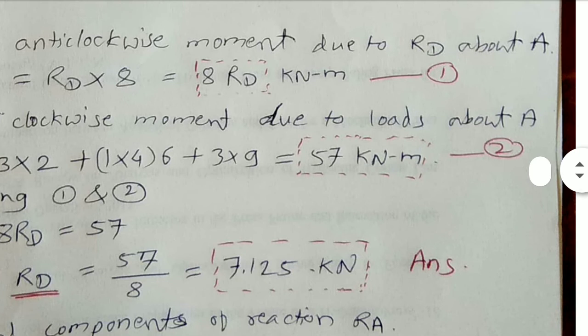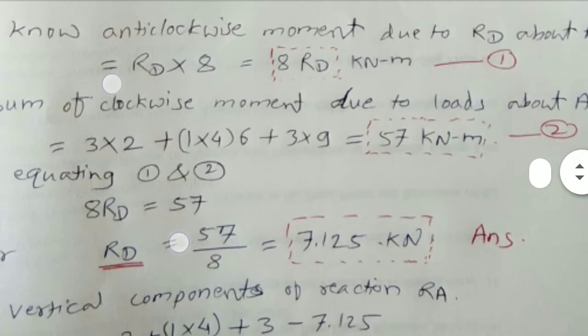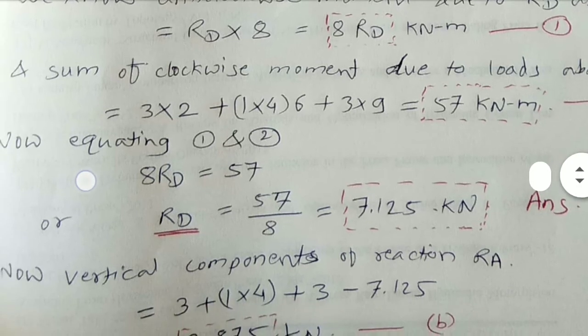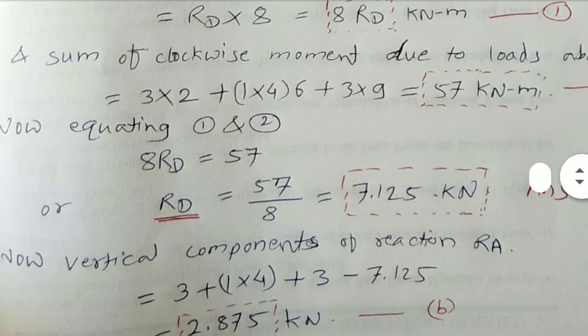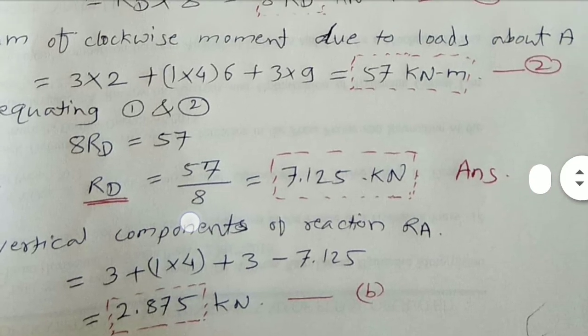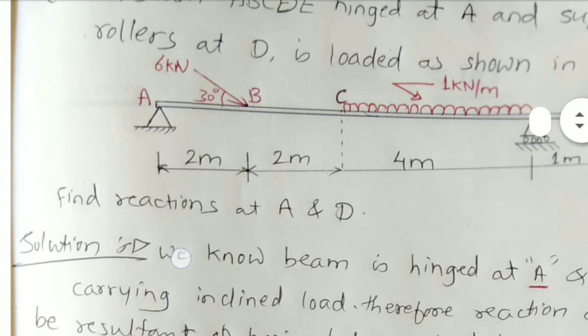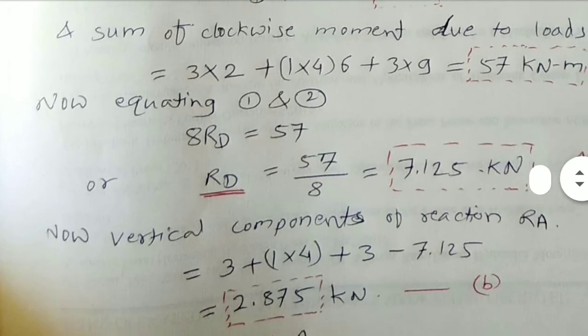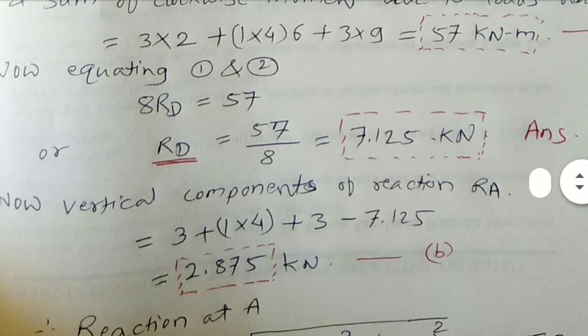Let's see this as equation number 2. Now equating these two, because these are the clockwise and anti-clockwise moments at point A, we have 8 RD equal to 57. By solving, 57 by 8, we get the RD value, means the reaction at point D, the roller support, comes to 7.125 kilonewton, and this is the answer. We have to find the reactions at points A and D, so the first reaction, RD at point D, is 7.125 kilonewton.